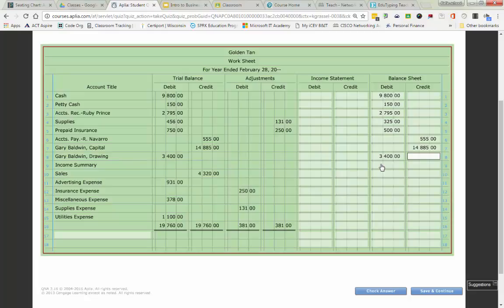So now I get to my account sales. Thomas, what account classification is sales? Revenue. Where does revenue go? Income statement. So it should not be on your balance sheet. So I have sales has a credit balance of $4,320. That goes on my income statement as a credit.